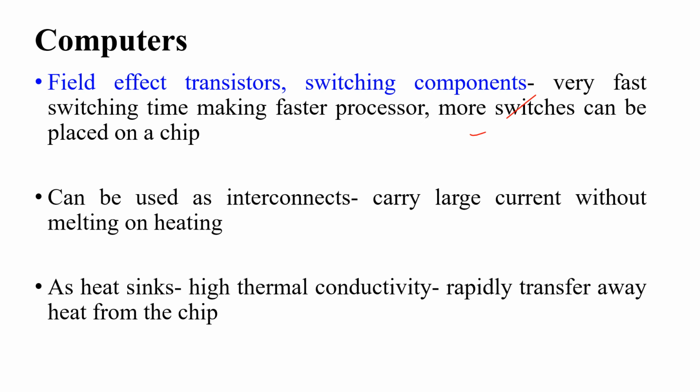Carbon nanotubes carry large current without heating up so quickly, so they can be used as interconnects, which do not melt on passage of high current. The thermal conductivity of carbon nanotube is high, so it can act as heat sinks which rapidly transfer heat away from the chip.